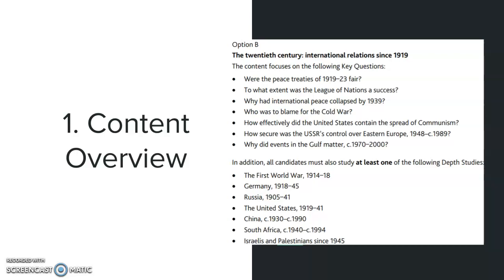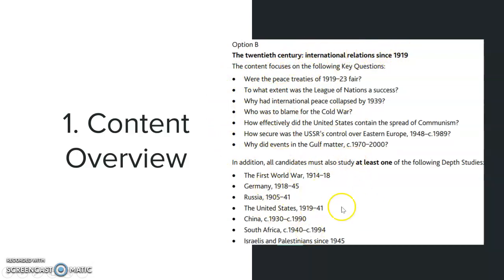Okay, for the first one, content overview. So our school has chosen option B, 20th century. Option A would be 19th century. It has been divided into two parts. The first one is key questions. There are 7 key questions, such as international relations since 1919.